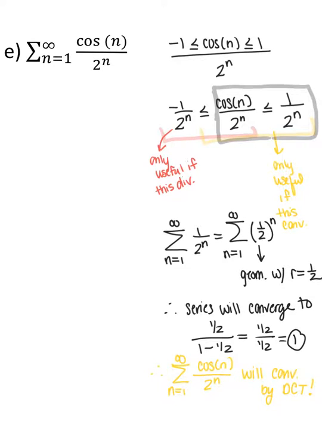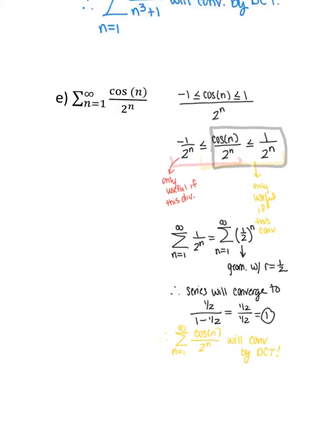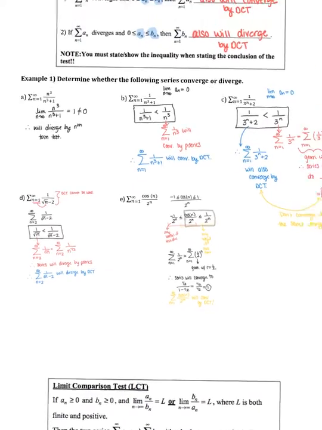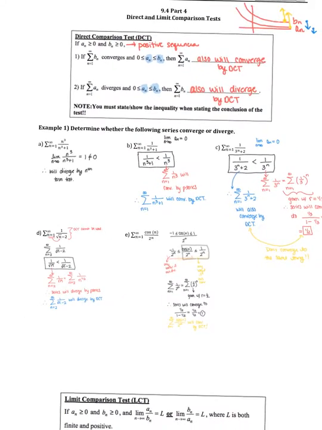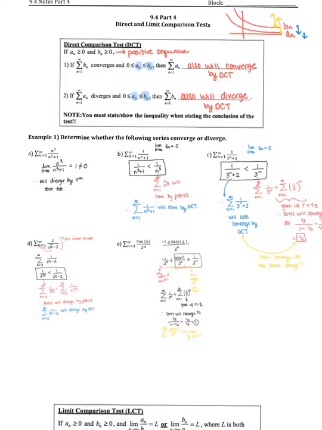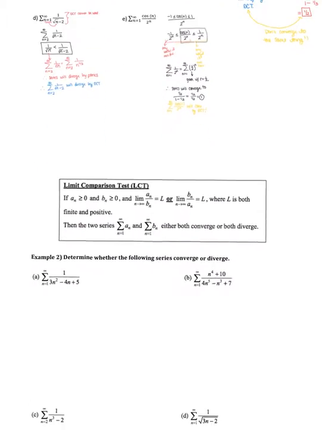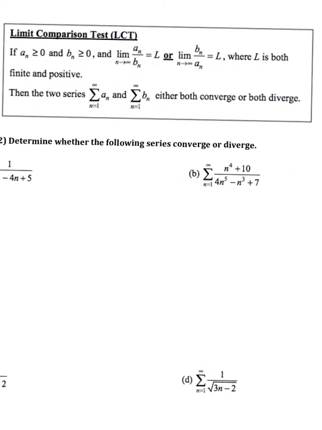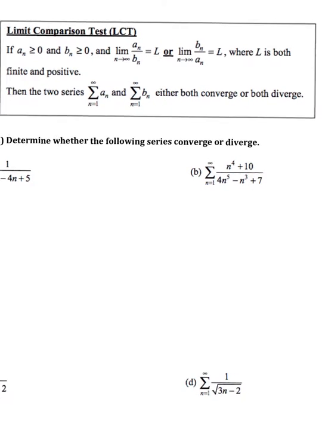So that is my direct comparison test, and we've got 5 different examples here, so that's a lot to work with. Now I would like to switch gears and review the limit comparison test. So remember that with the direct comparison test, the order matters. Whichever series, I should say sequence, is bigger or smaller matters. But with a limit comparison test, it's not going to matter so much. So let's review the limit comparison test.